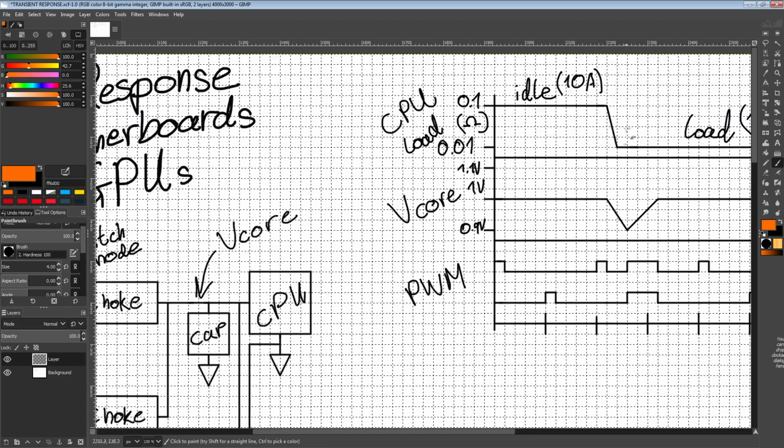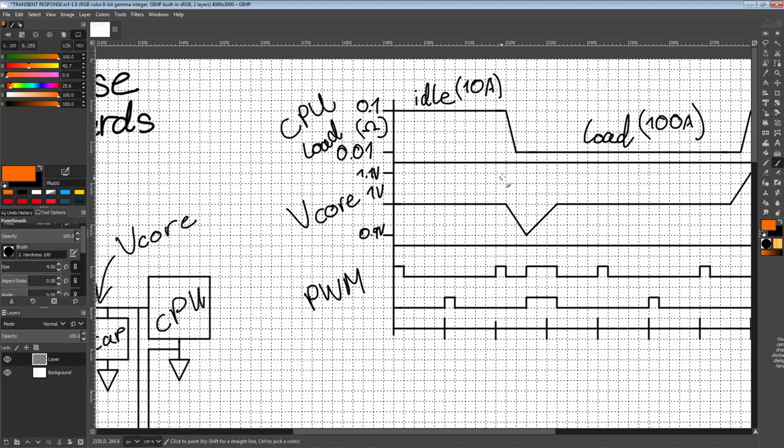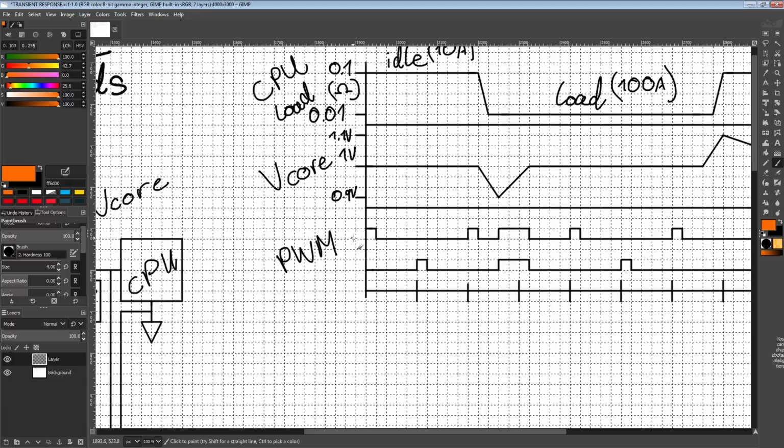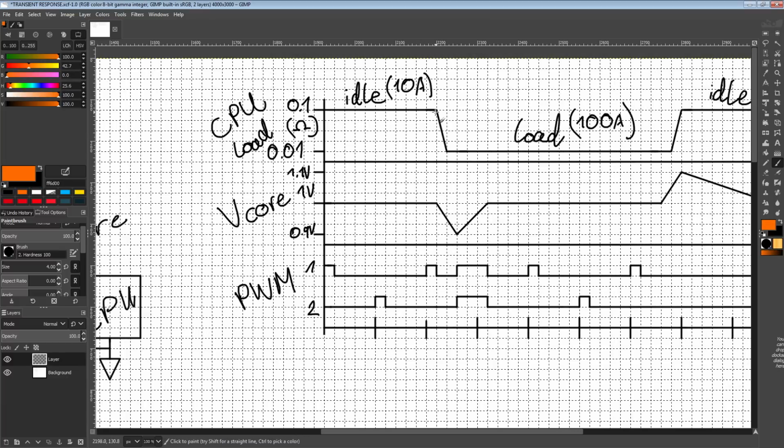And the worst case scenario for this load insertion transient to occur in is right in between high pulses on the PWM lines. So these are the PWM signals for phase 1 and phase 2. And as you can clearly see, our transition starts right here, right? It happens in this area. And you can see there's no high pulses right there.